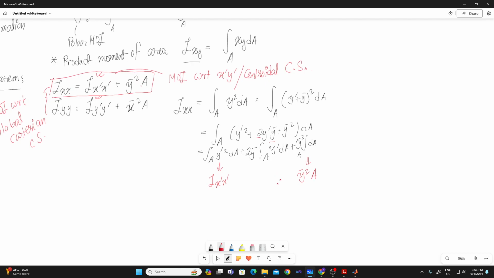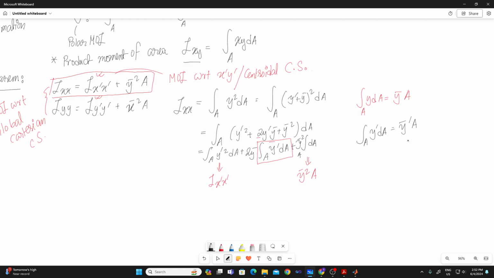Okay, and then we need the third term to vanish. So for that we need to look into this expression. Now this integration, you already know that integration y dA over area is y bar times area. In the same logic, integration with respect to area while taking not the global y coordinate but the centroidal y coordinate and multiplying with dA, in that we are supposed to get y bar prime A. This is what we are supposed to get.